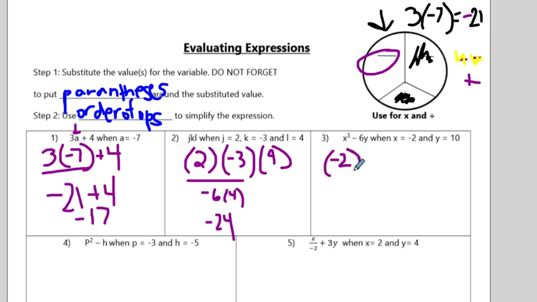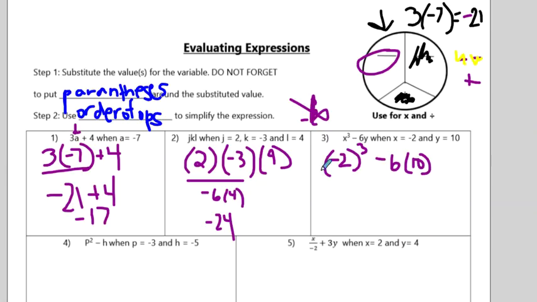That is very important, because remember last week we talked about the difference between -2 to the 3rd power in parentheses and then just -2 to the 3rd power. They're different, okay? So we have -2 to the 3rd power minus 6 times y. So 6 times 10 in parentheses, because 10 equals y.